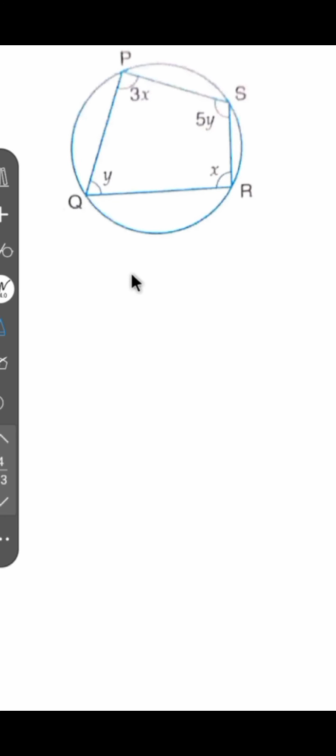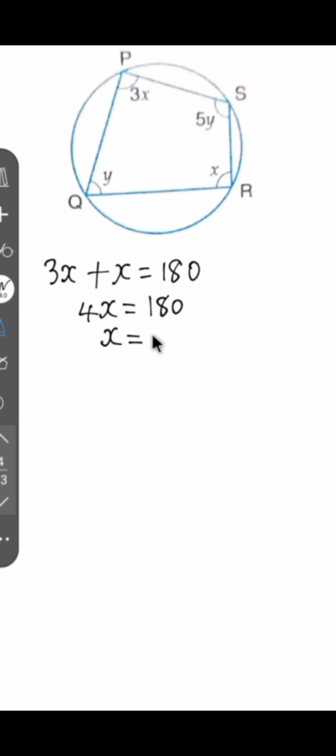So now this question, I'm also going to be using the cyclic quadrilateral theorem. So I can say 3x and x, they are opposite. y and 5y, they are also opposite. So I can start with 3x and x, which is 3x plus x equal to 180. So here will be 3x plus x, that's 4x equal to 180. So x is equal to 180 over 4. x is equal to 45.